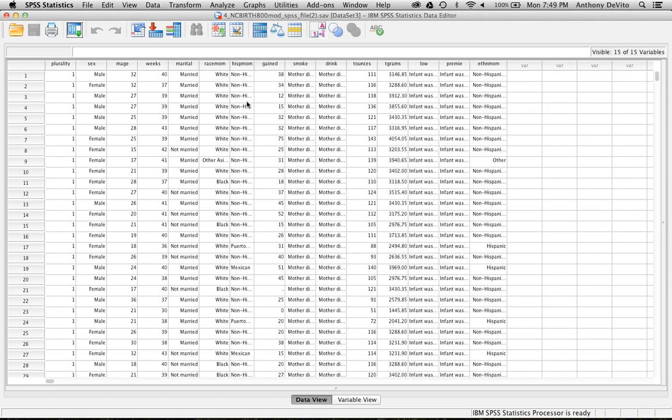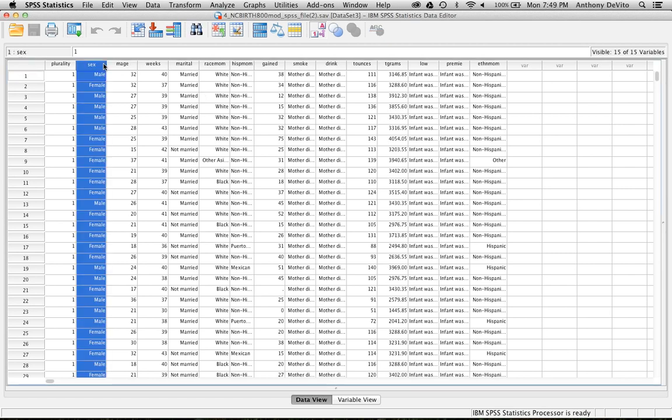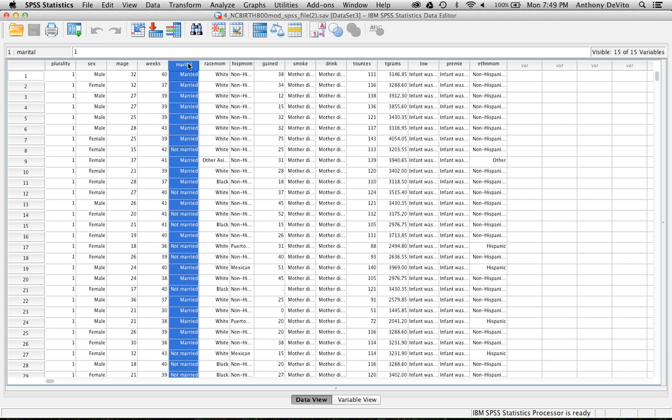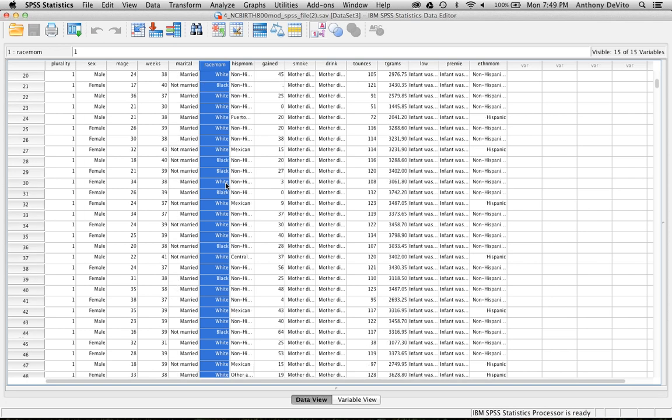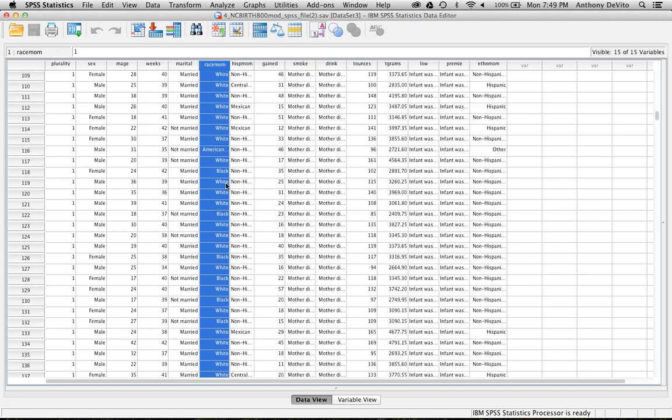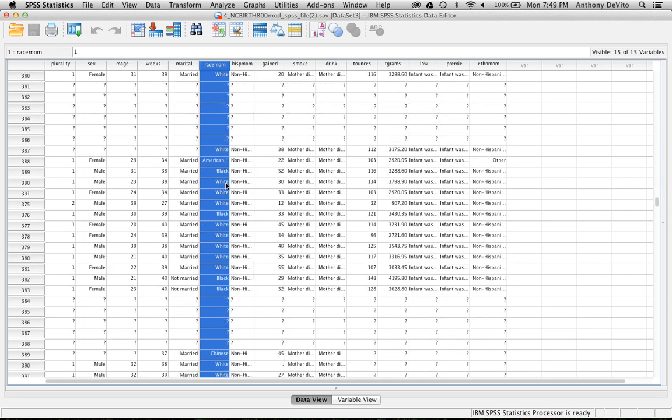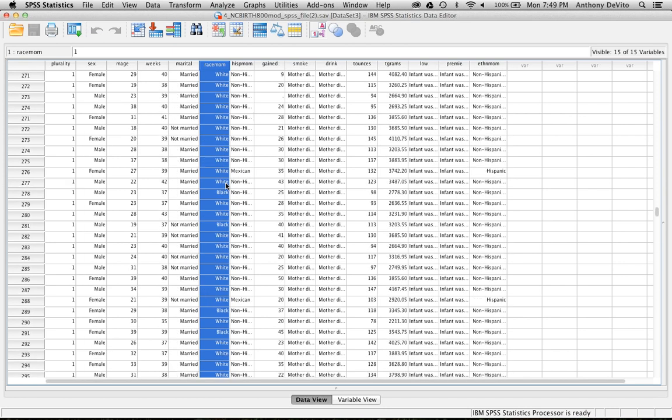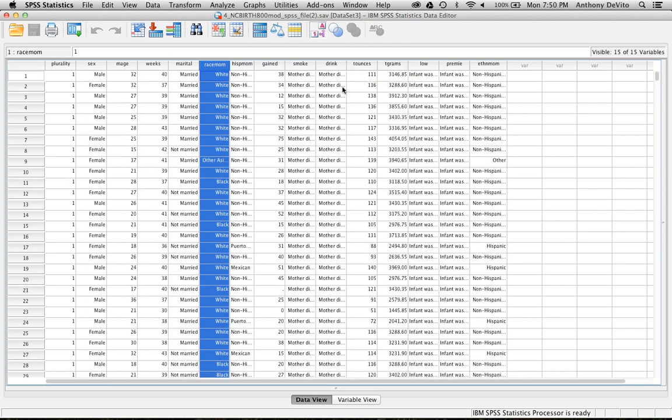Now let's take a look at something that's got a nominal variable, a categorical variable, with more than two categories. Well, sex of the infant is only going to be two categories. We would use a t-test on that. How about marital status, married, not married? No, that's only two. How about the race of the mother? Well, yeah, it looks like there are more than two categories there. I think there probably is. How about anything else here that's more than two?